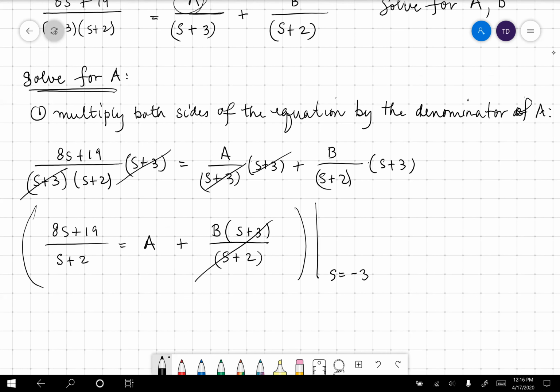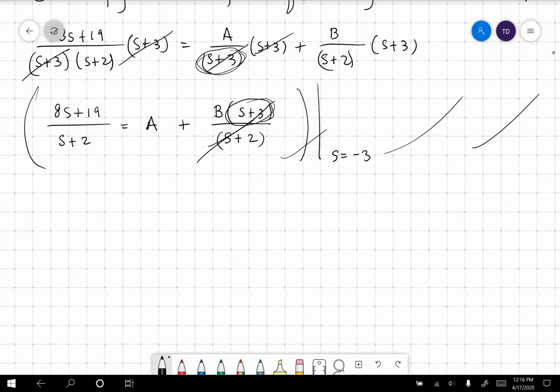Because they all have an s plus 3 term, I'm solving for A. I multiply through by A's denominator, and then I let A's denominator be equal to 0. Notice how all the other terms over here will disappear, they'll be 0, and I have A left by itself. And so this tells me that (8s plus 19) over (s plus 2), evaluated when s is equal to minus 3, is equal to A.